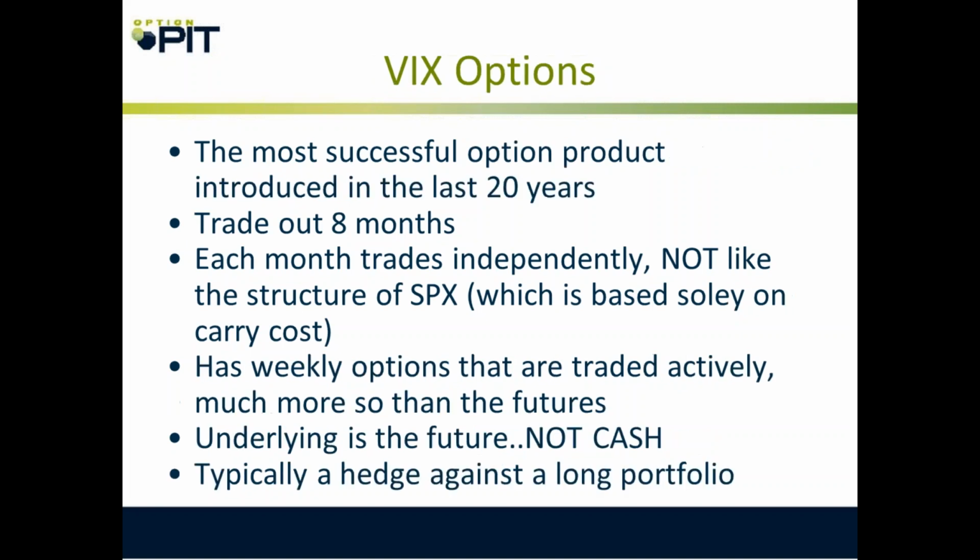All right. Now, VIX options are the most successful product introduced in the last 20 years too. They trade out 8 months. Each month trades independently, not like SPX. It has weekly options that are traded actively. So whereas VIX futures can trade sparingly, VIX weekly options are really active. And remember, the underlying for VIX options is the future, not the VIX cash.